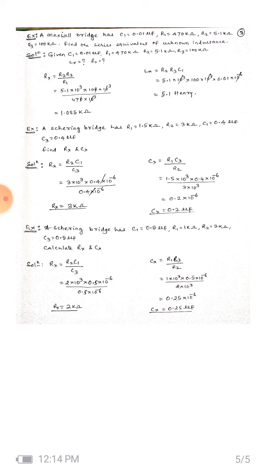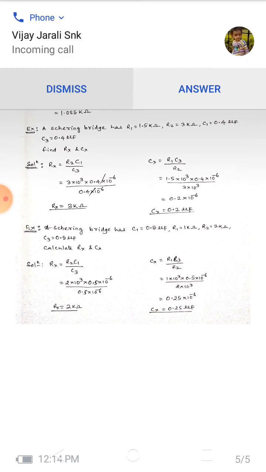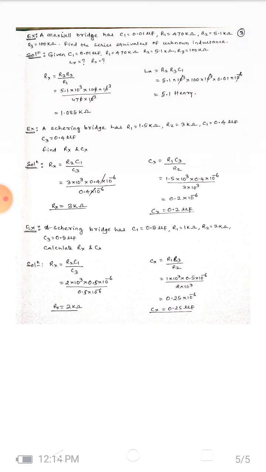They are given certain resistance and capacitance values, and they ask you to find Rx and Cx. By using Rx is equal to R2 into C1 divided by C3, and Cx is equal to R1 into C3 divided by R2, we can easily find out the values.